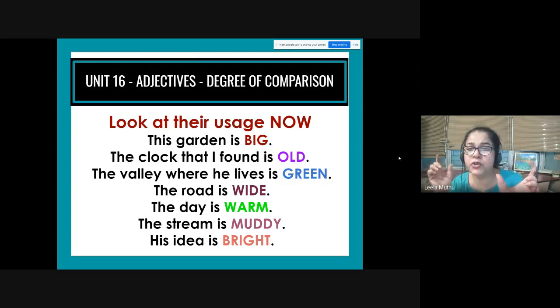Now you know subject, you know predicate. In this case, the subject is the garden, and the predicate is what is being said about the subject. Is big is the predicate.